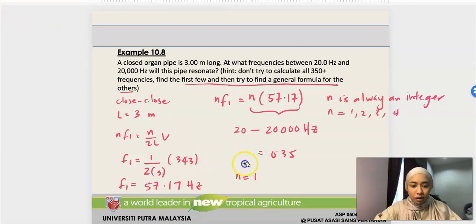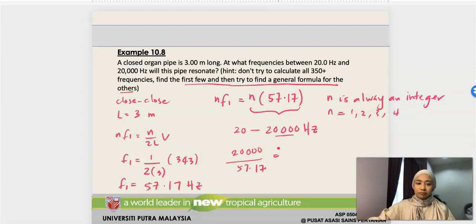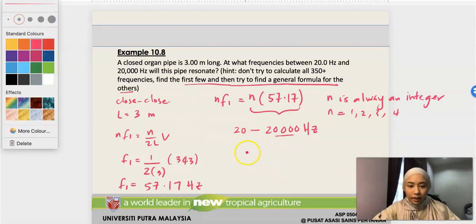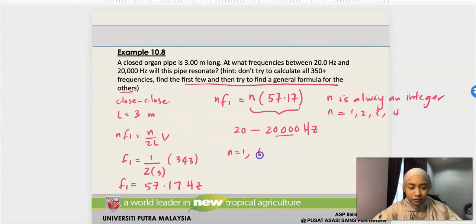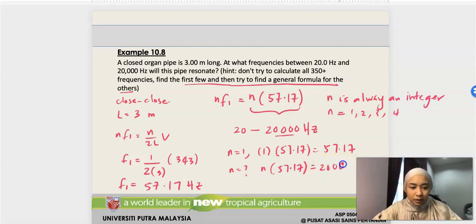So let me just rub this off. So n equals to 1, we know that happens. At what n do we reach around 20,000 hertz? So 20,000 hertz divided by 57.17 will give me an n of, okay, let me write this equation properly. n equals to 1, so this is 1 times 57.17 equals to 57.17 hertz. So we are looking for what n, for n times 57.17, that reaches 20,000 hertz.